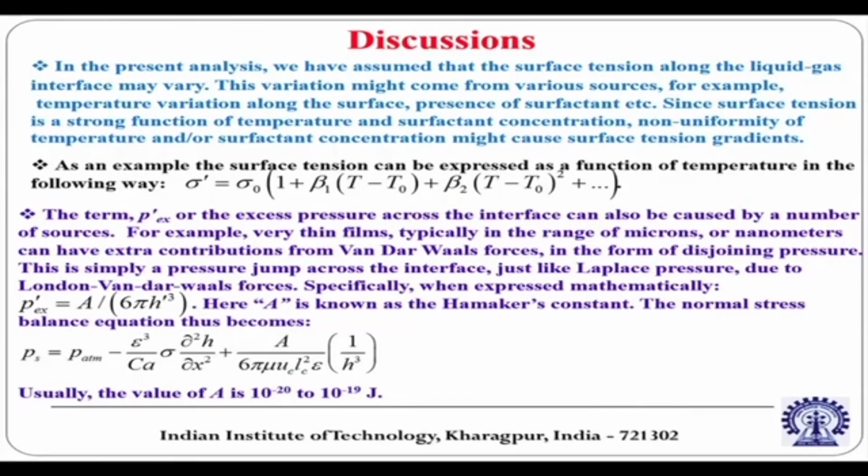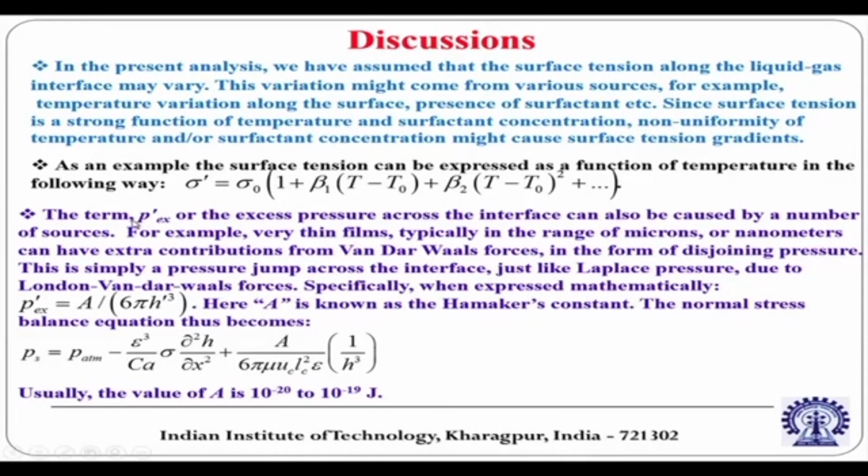As an example, the surface tension may be expressed in terms of a function of temperature. As I told you, many fluids will actually have a surface tension coefficient strongly depending on temperature. For water the variation is typically linear, but there are other fluids for which higher order variations are also there. So this is the typical form, and then if temperature varies with x, then surface tension will vary with x.